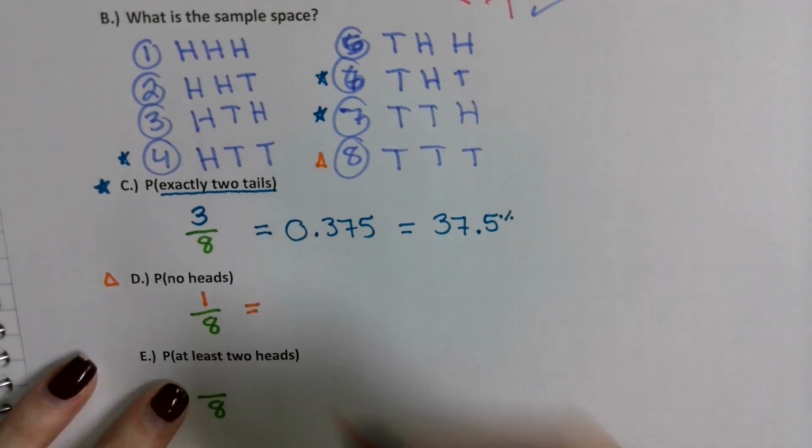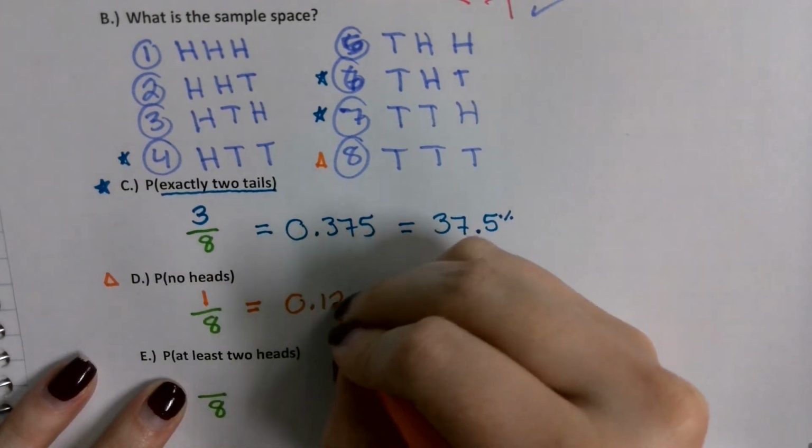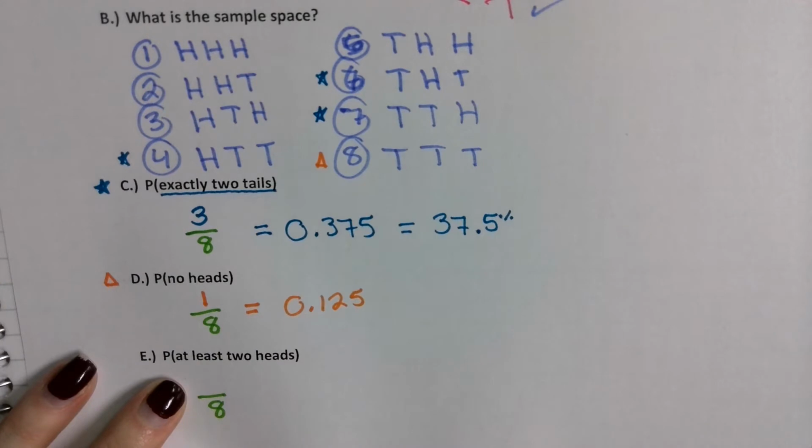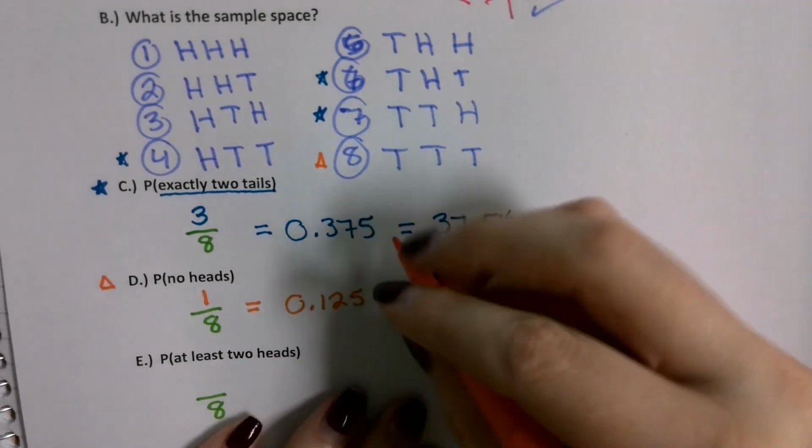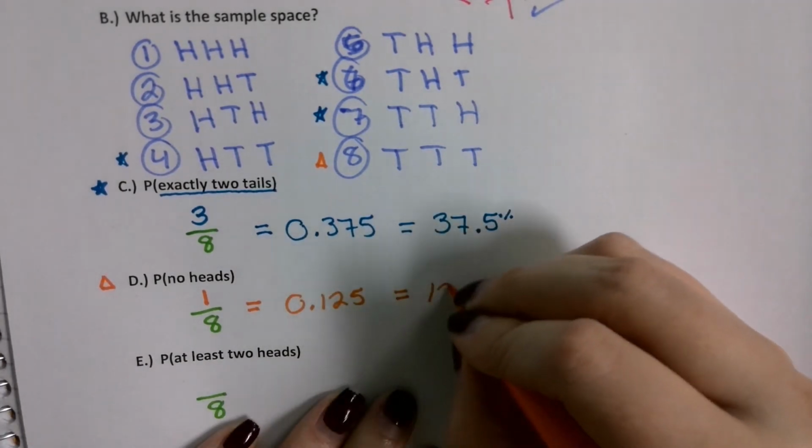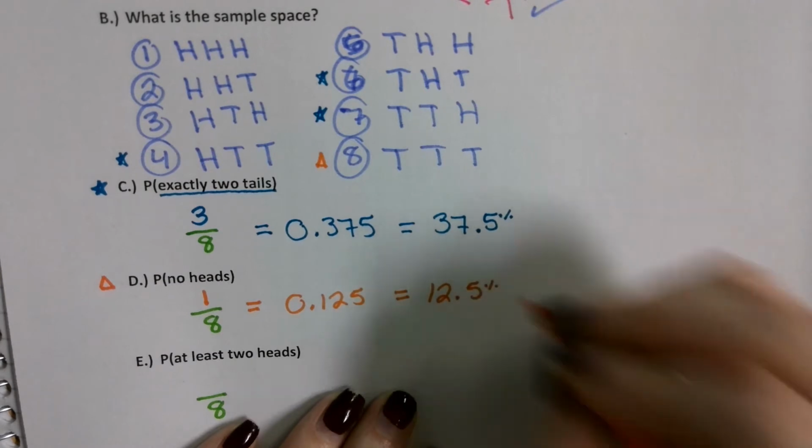As a decimal, that is 0.125. That's going to be equivalent to 12.5%.